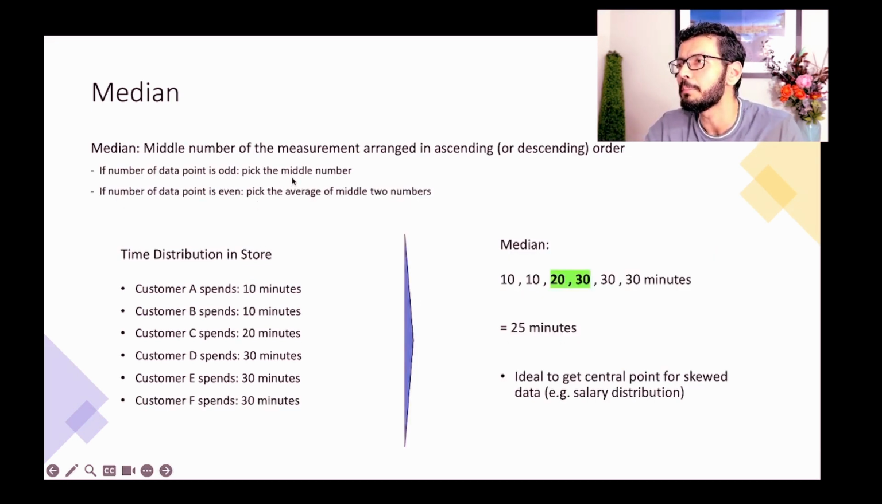The median is the middle number of the measurements arranged in ascending or descending order. So if your data has an odd number of data points, then you should pick the middle number. And if the number of data points in your data set is even, then you should pick the average of the middle two numbers. So in this example, you have six different data points, which is even. So you should pick the middle two and take an average, which comes out to be 25. So something like median is ideal to get the central point for skewed data as well, and as you can see, this one is a little bit skewed.